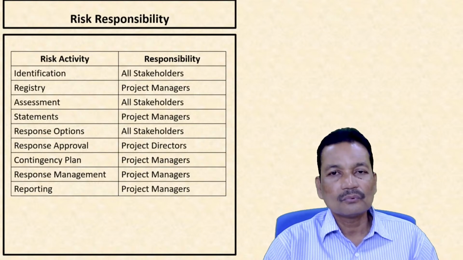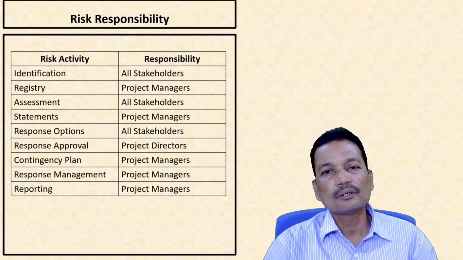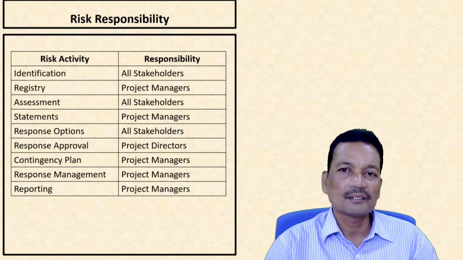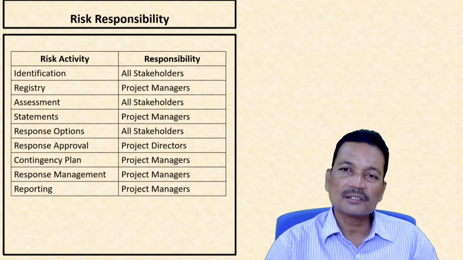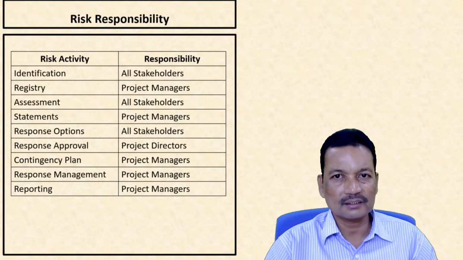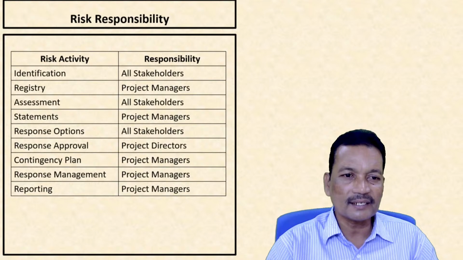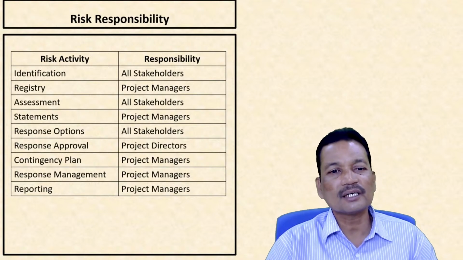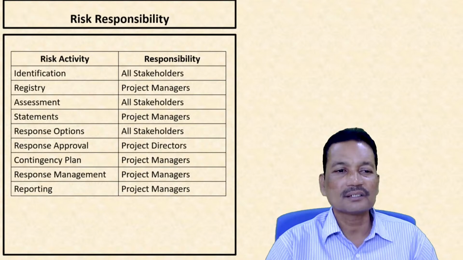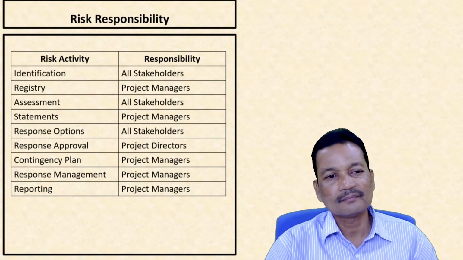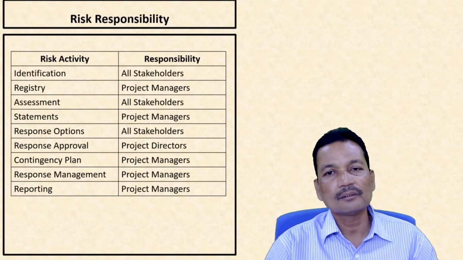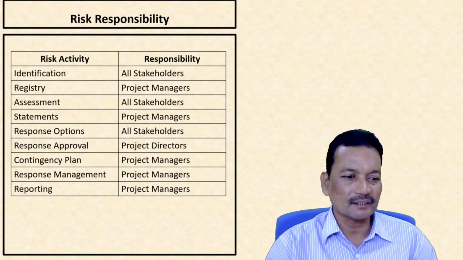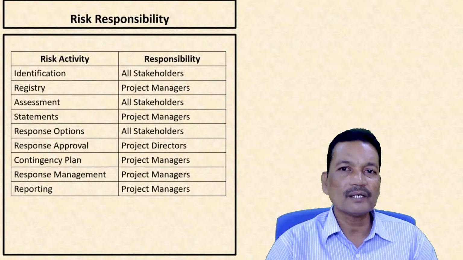Now, when we talk about response options, we saw that identification of risk was the responsibility of all stakeholders. So how shall we respond to that? This also is the responsibility of all stakeholders. Now, whatever the options are, we send them to the top management or the project directors for approval of an option.